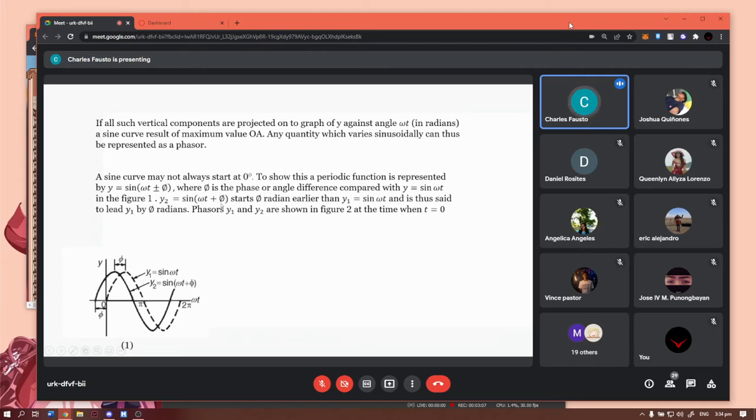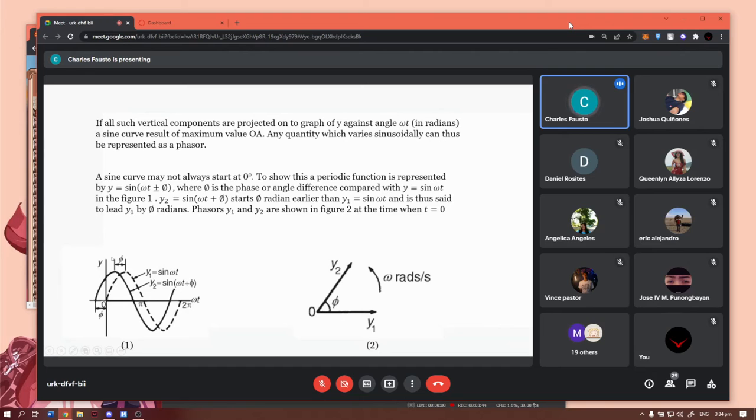Plus p. So, starts p radians earlier than y sub 1. No? Yung p radian niya, so mas mabilis siya, no? Compared dito sa y sub 1 is equal to sine omega t. And is said to lead y sub 1 by p radians. Phasors y sub 1 and y sub 2 are shown in figure 2. Ayan. Ito yung ating phasor na tinatawag, no?